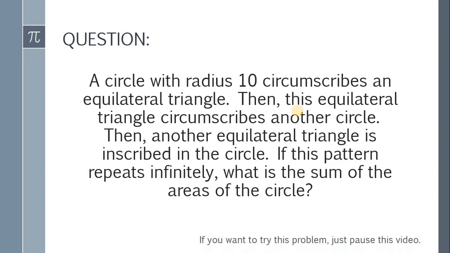Now, if you want to try this problem, just pause this video, and if you're ready, here's the solution.